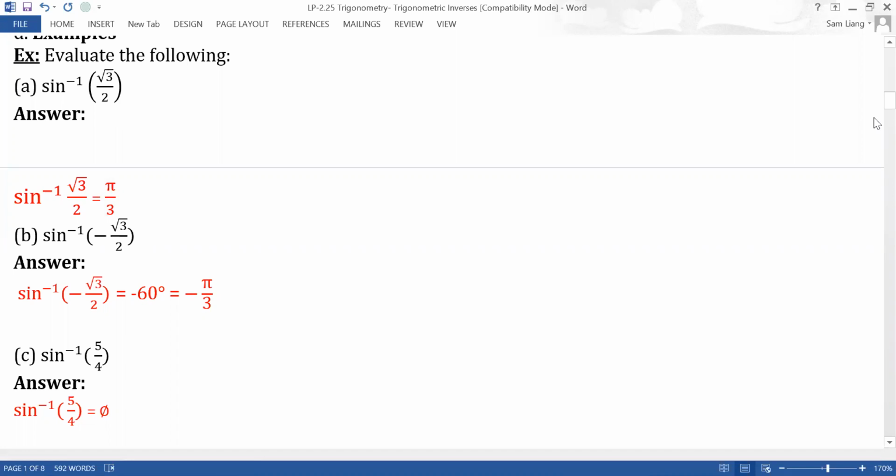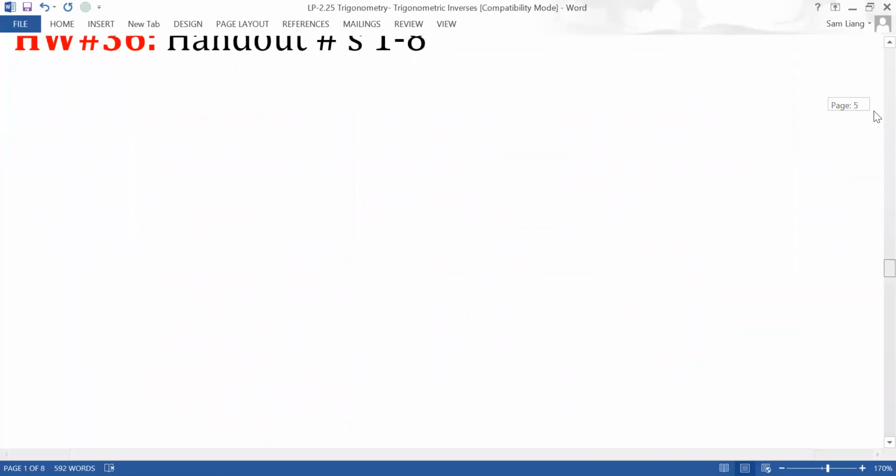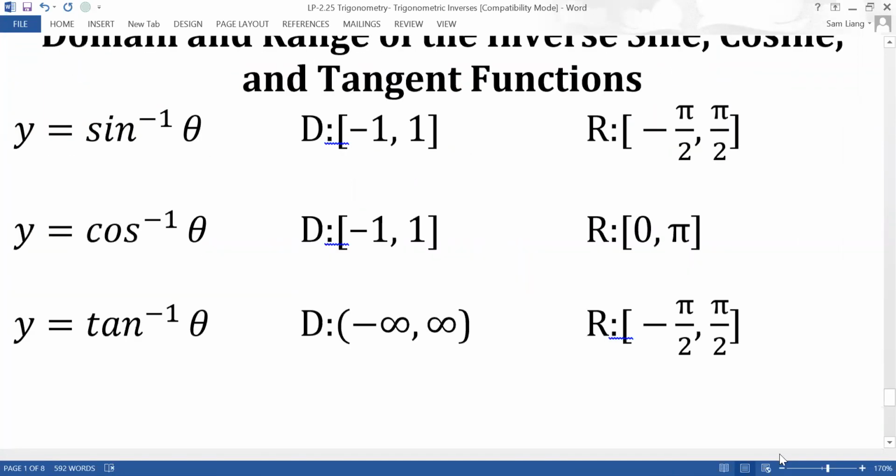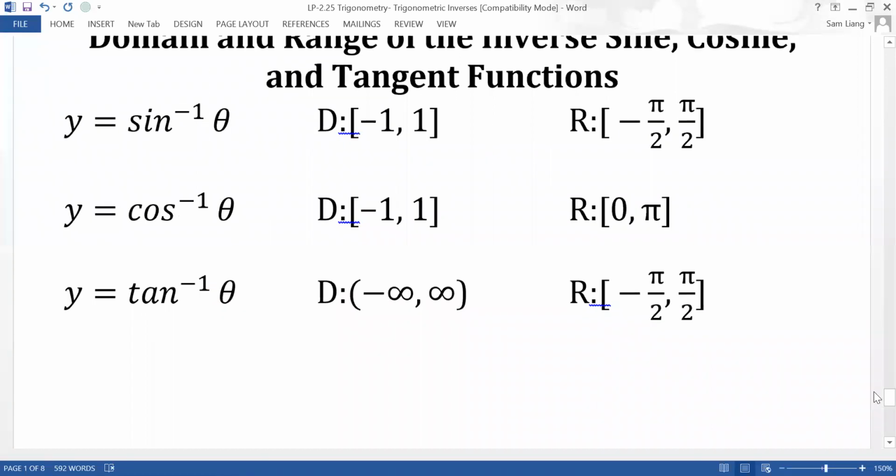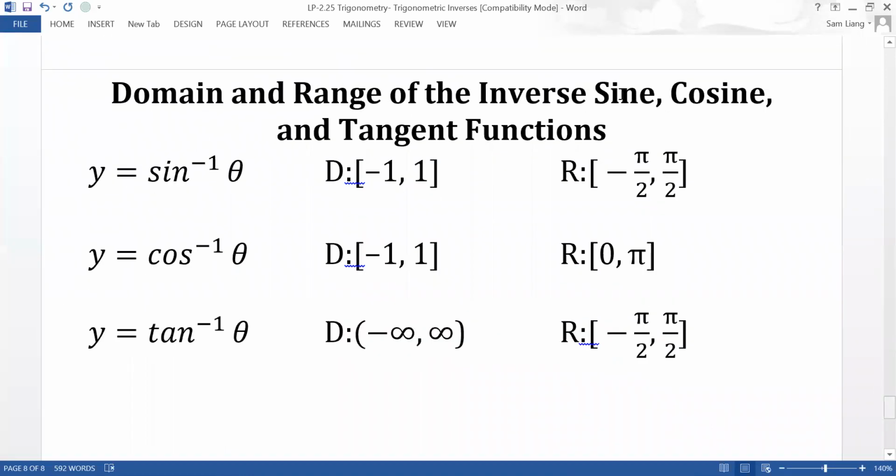Okay, so I'm gonna move on to the next slide. This next slide is just about the other inverse trig functions. Here we have the domain and range of the inverse sine, cosine, and tangent functions. The first row is what you already have for arc sine. For arc cosine, the domain is also -1 to 1 because the range of cosine was -1 to 1, right? So that would be the possible inputs for inverse cosine.